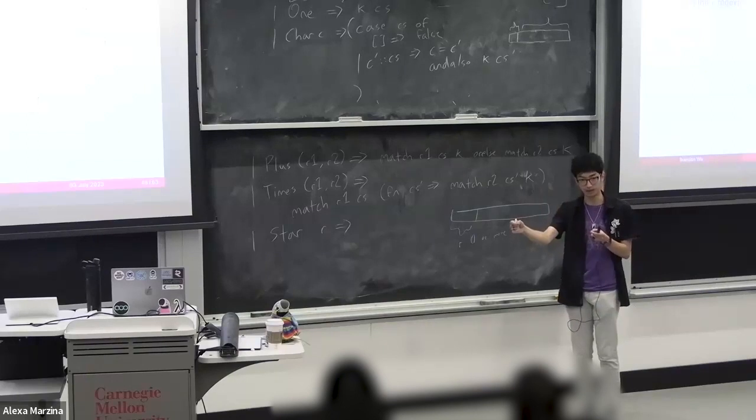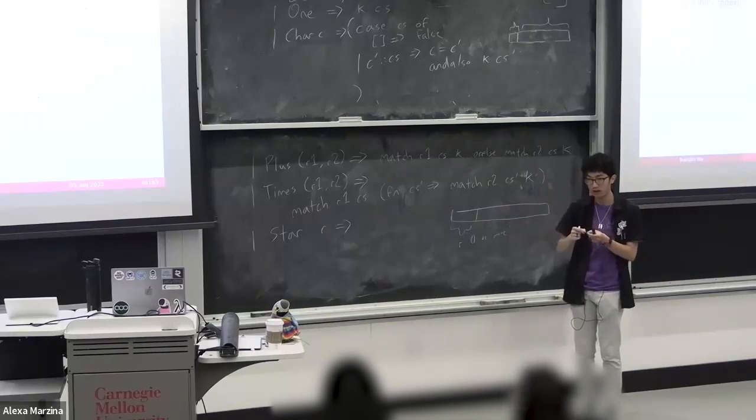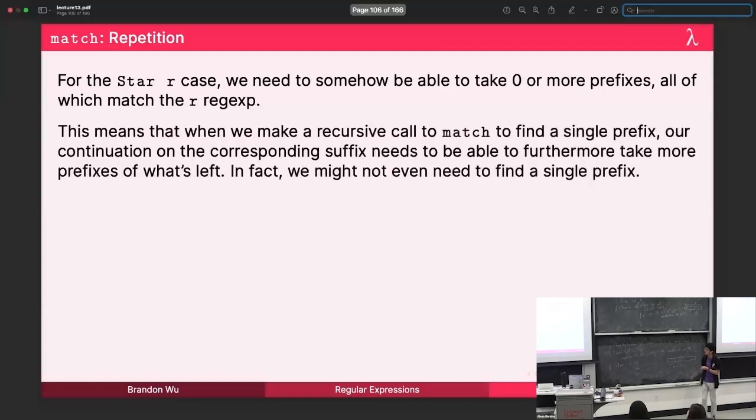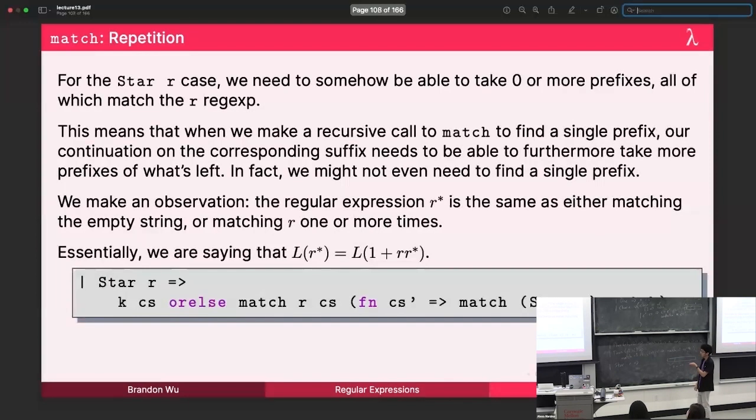So let me do star R again. Okay, so I take a bite of R, and I continue with star R. So here's what this thing looks like. Basically, the observation is that the language of R star is the same as the language of either empty, or I get one R, and then I get zero or more R's again. Right? Because if you do the math, it adds up. Either I have nothing, or I take off one R, and then R zero or more times. That's the same thing as R zero or more times. So this will be the same as that implementation up there.